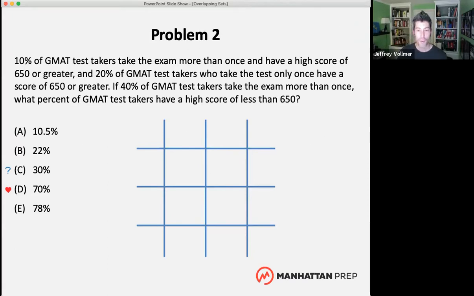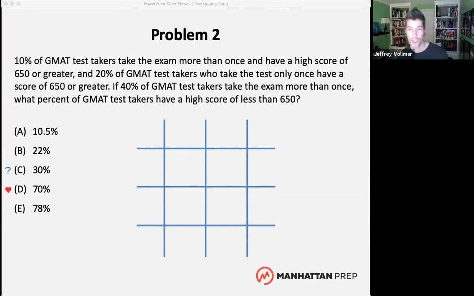So let's think about what the two binary decisions are in here. We've got GMATers. This is very personal, okay? This should strike a chord. We have GMATers who take the exam more than once. You can either take the GMAT more than once, or you can take it less than twice, I suppose, or only once. You can't take it 0 times because then you are not a GMAT test taker. So let's go ahead and try to write that in.